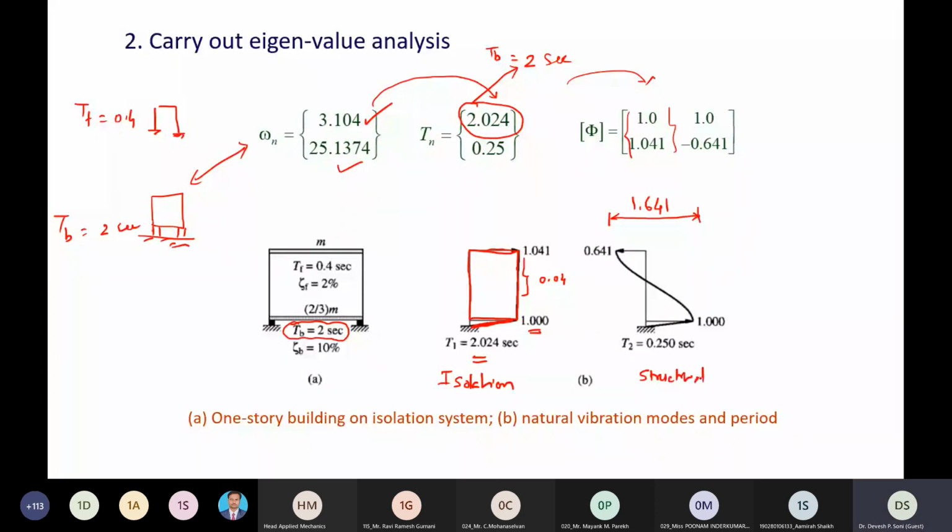Structural mode means the first mode is the isolation mode and the second mode is the structural mode. The contribution of the structural mode is very small, which we will see in the next slide with some numerical values. Here we need to understand that there is no deformation or very small deformation in the superstructure during the first mode, and the deformation is mainly concentrated at the isolation level. So this is regarding the eigenvalue analysis and understanding of the mode shapes and frequencies of the base isolated building.